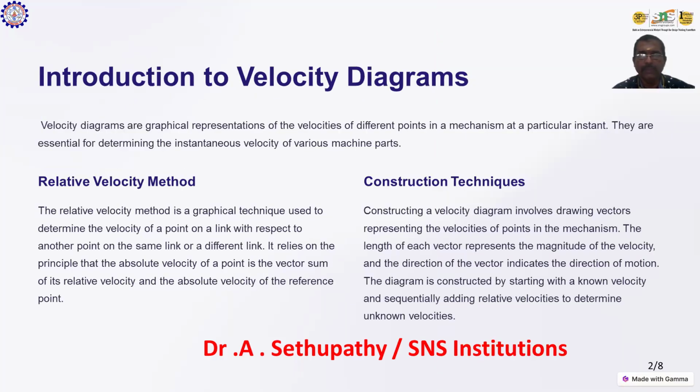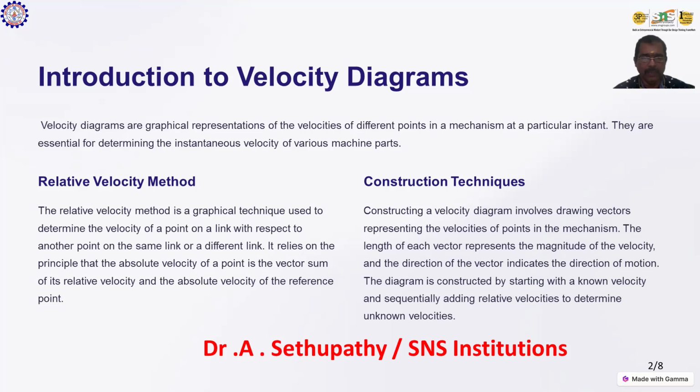First, the introduction of the velocity diagram. Velocity diagrams are mostly used as a graphical representation method, and this method uses relative velocity. For example, take a 4-bar mechanism. The mechanism has 4 links and each link has 2 joints. Each joint has an individual velocity, represented relative to the previous point of the joint. This type of velocity calculation is called the relative velocity method.